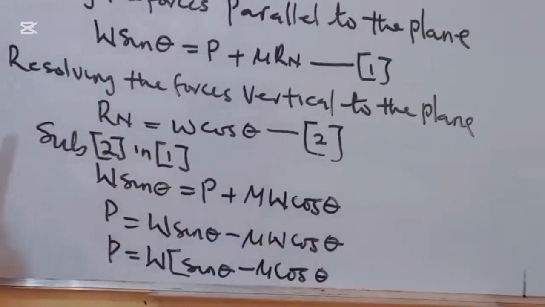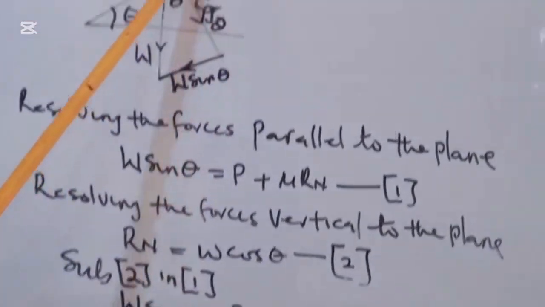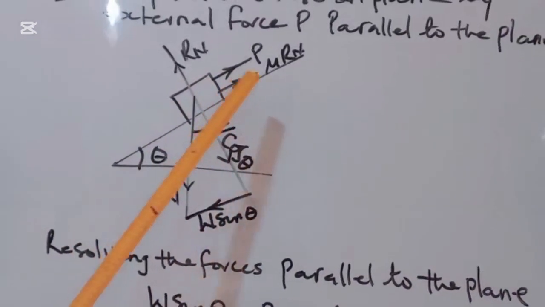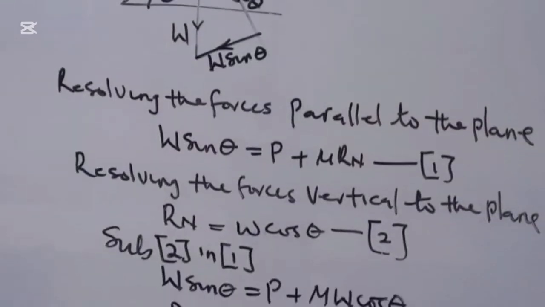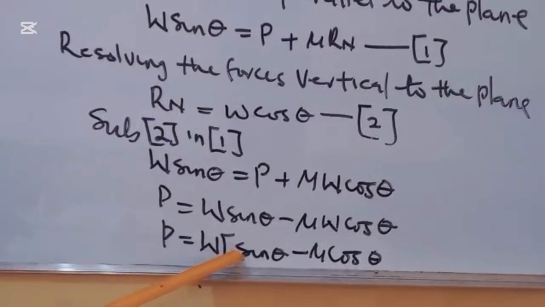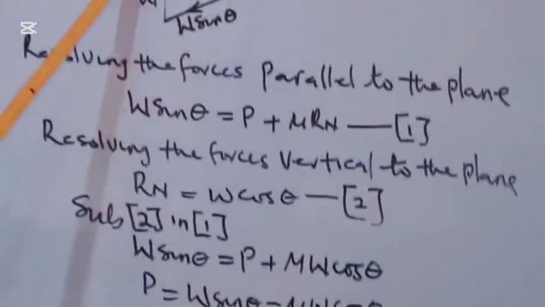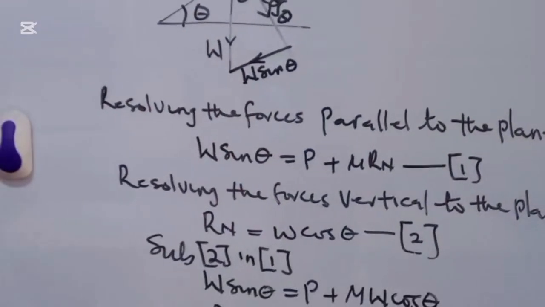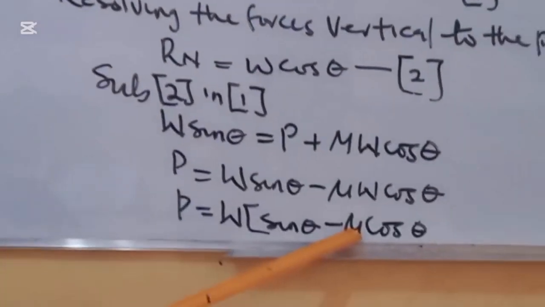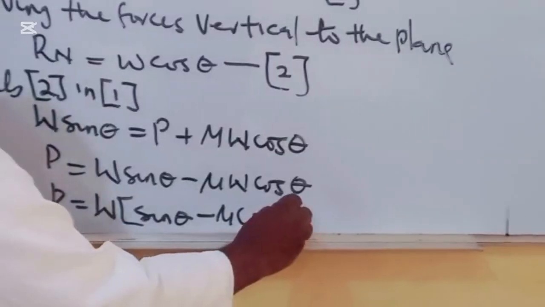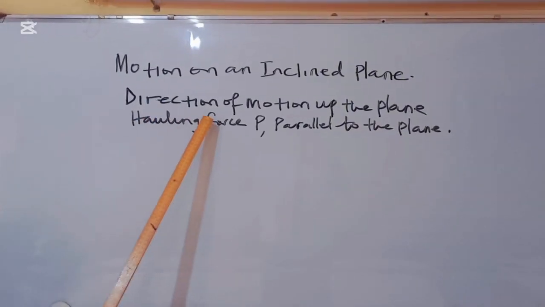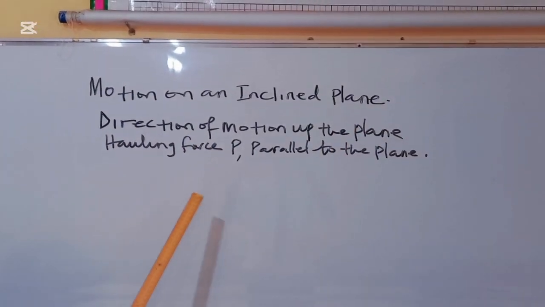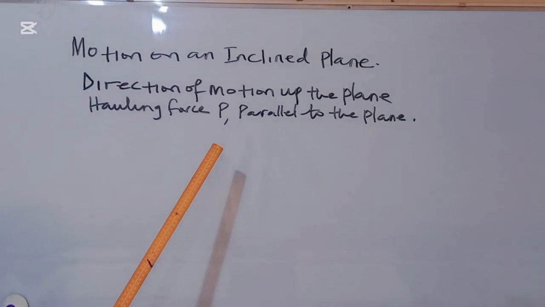Therefore, the force P required to hold this body on an inclined plane is P equals the weight into sine of the angle of the plane minus the coefficient of friction multiplied by cos theta. Now let us consider the next case: direction of motion up the plane, holding force P parallel to the plane.